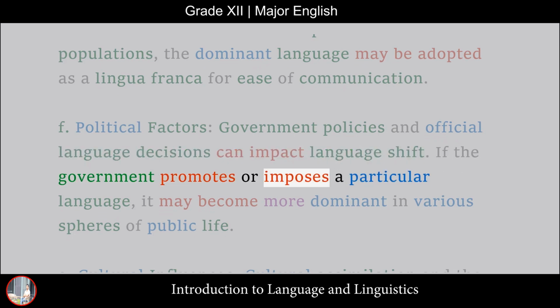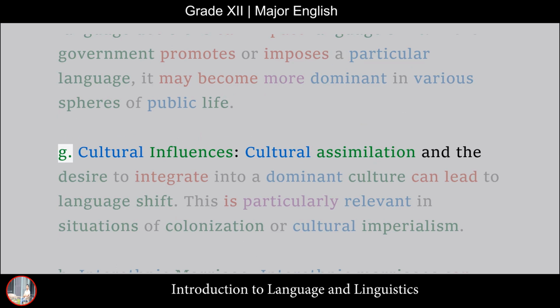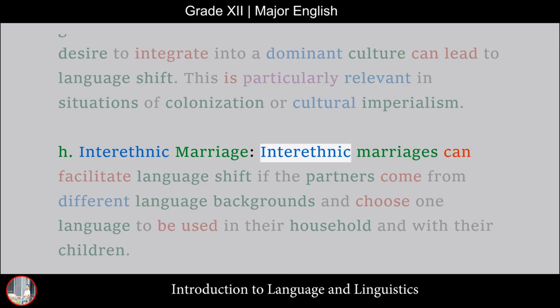If the government promotes or imposes a particular language, it may become more dominant in various spheres of public life. G. Cultural influences. Cultural assimilation and the desire to integrate into a dominant culture can lead to language shift. This is particularly relevant in situations of colonization or cultural imperialism. H. Interethnic marriage. Interethnic marriages can facilitate language shift if the partners come from different language backgrounds and choose one language to be used in their household and with their children.